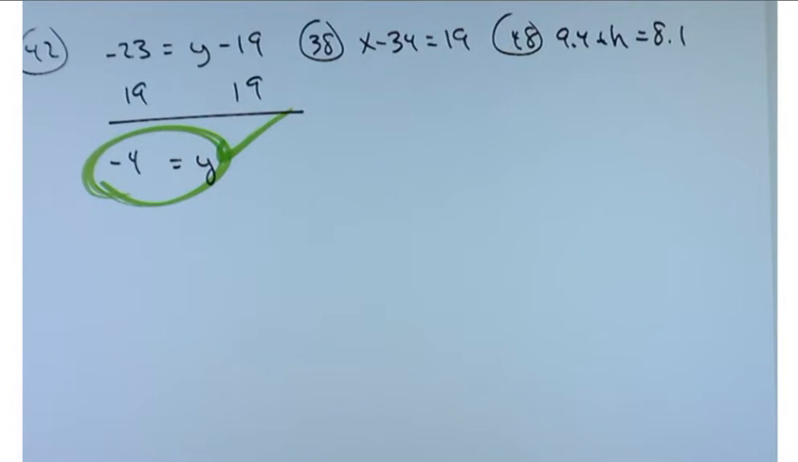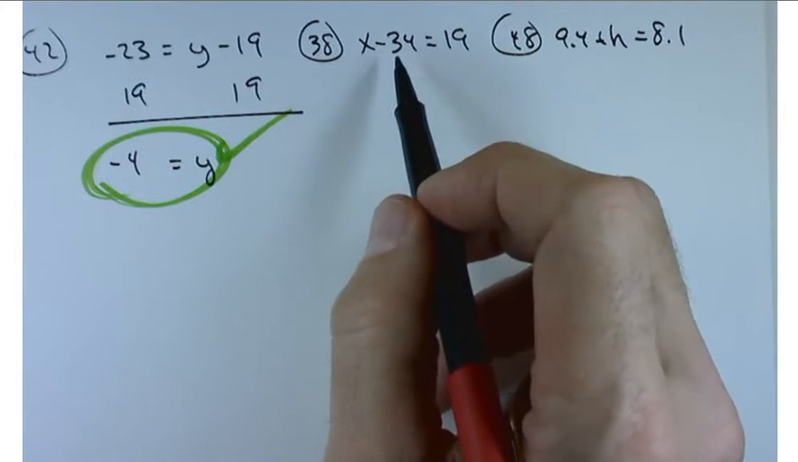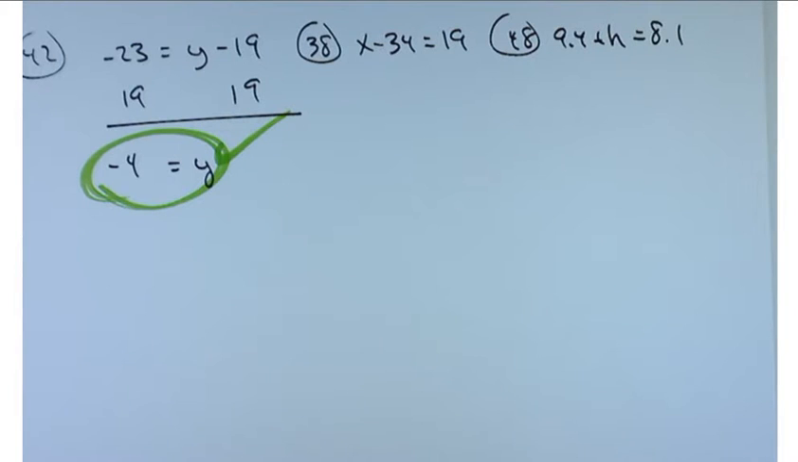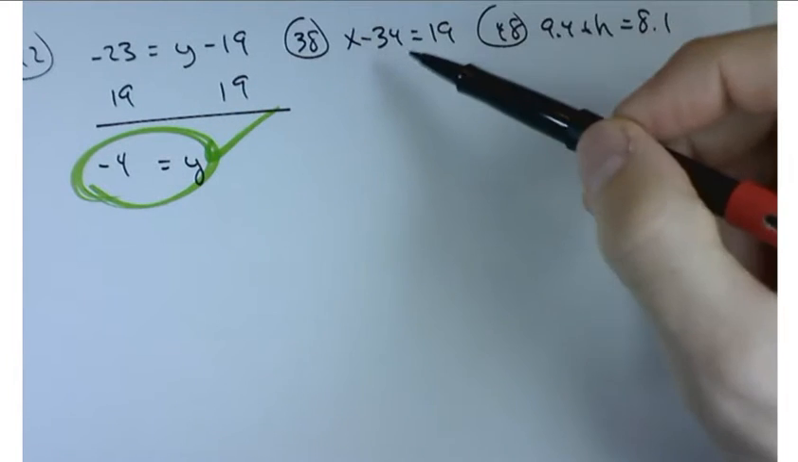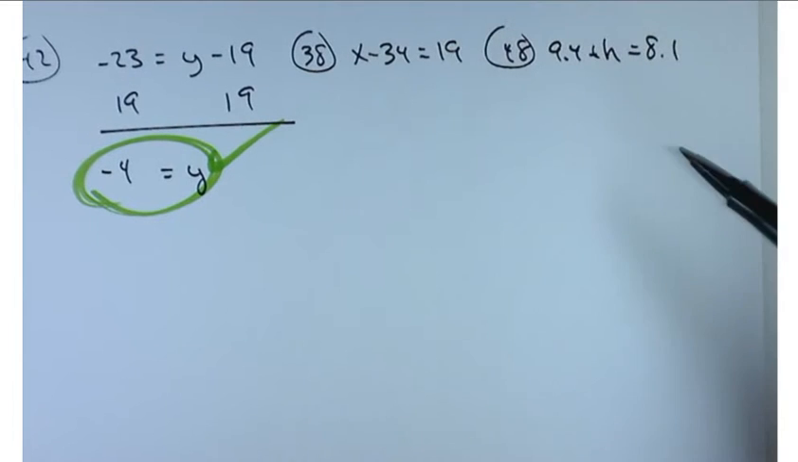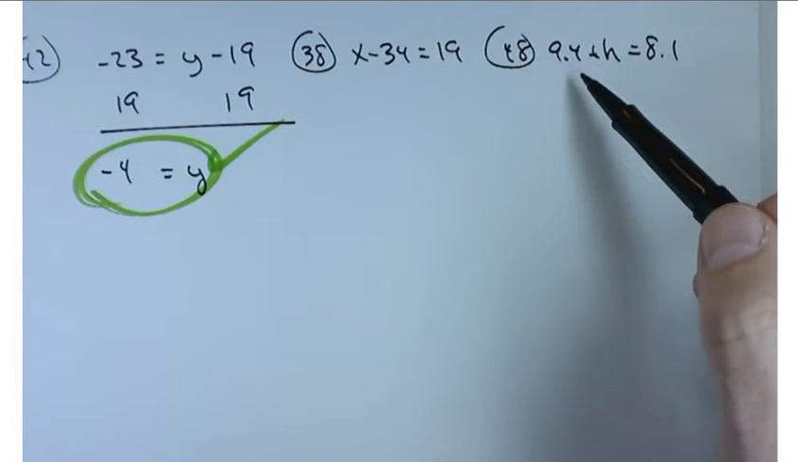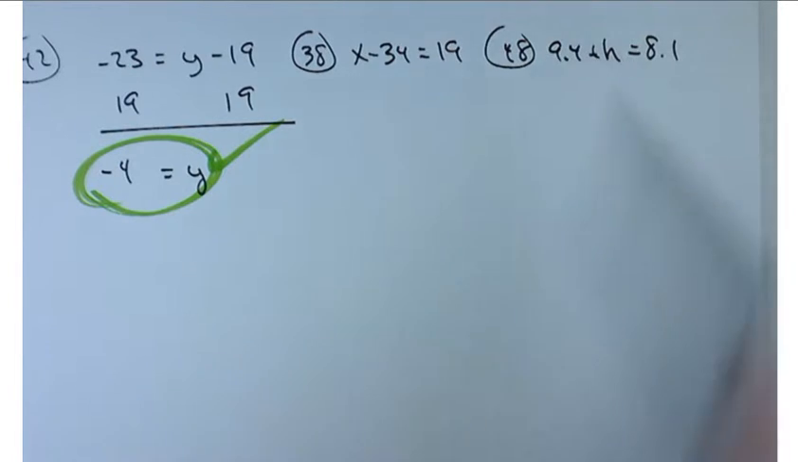Our goal in all these things is to solve it by isolating the variable. Look at the variable, figure out, well, what's the opposite? What's going to undo this? What undoes subtracting 34? Add 34. Now on problem 48, you're adding 9.4. What's the opposite of adding 9.4? Yeah, subtract 9.4, or you can think of it as adding negative 9.4, whichever is convenient for you.